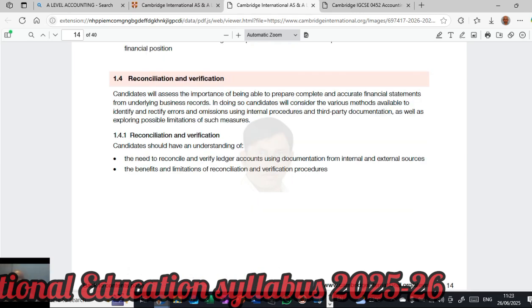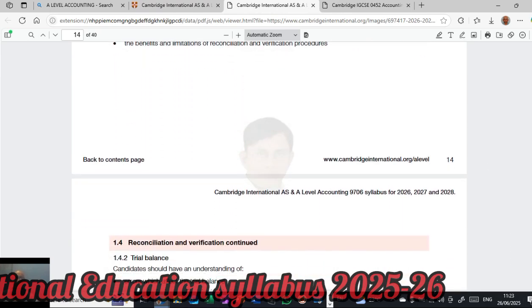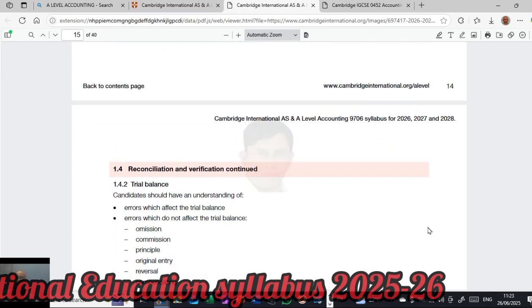So reconciliation and verification, this is another part. Candidates will assess the importance of being able to prepare complete and accurate financial statements from understanding business records. Reconciliation and verification should include understanding the need to reconcile ledger accounts using documentation, internal and external sources, and the benefits and limitations of reconciliation and verification procedures. So all these things are taught. Then you will learn how to reconcile the differences if there are any mistakes, how to rectify them, how to find out all these things, like reconciliation and verification.